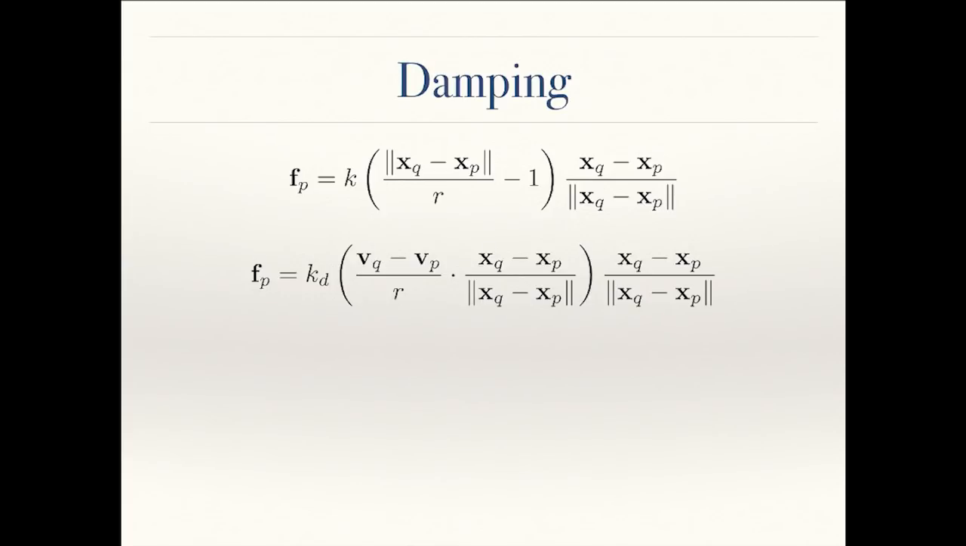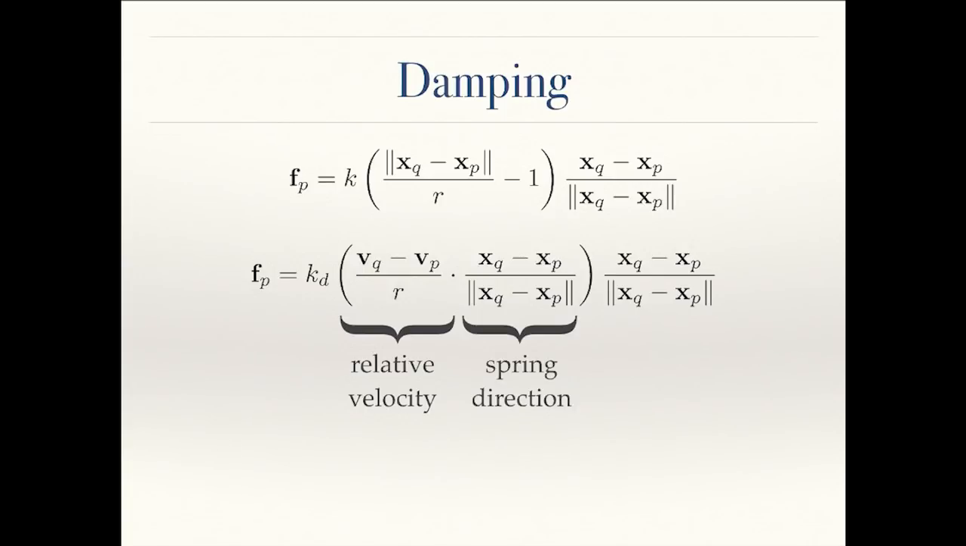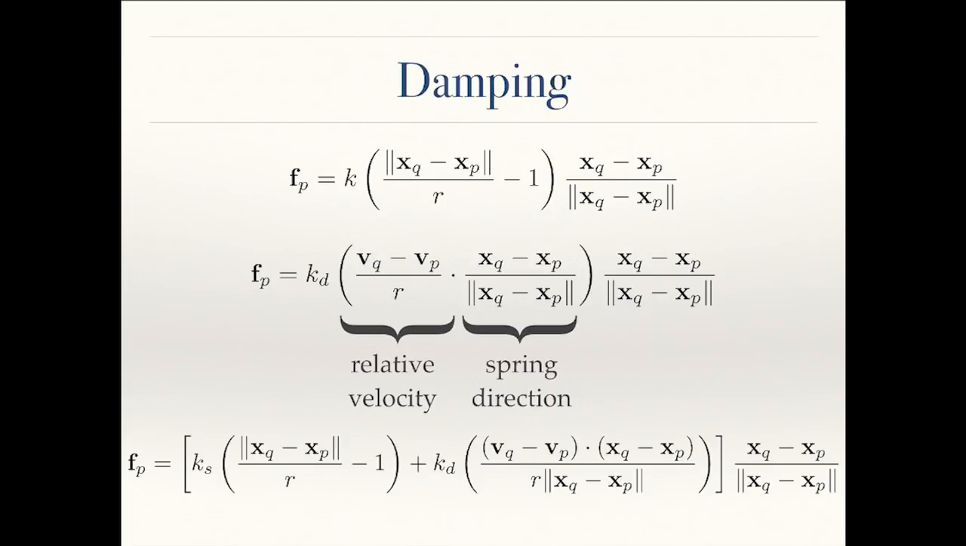Here's our damping term, and I'll go over what's in here. This is the relative velocity between the particles, scaled by our rest length. This is the spring direction, and so we're taking the dot product of the difference between our velocities with the direction of the spring. So we're not going to damp any velocity that's not in the direction of the spring by taking that dot product, and that just gives us the magnitude, and it's still going to be in the same direction as the spring.